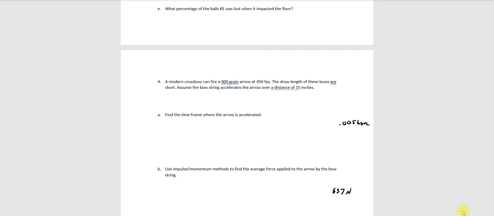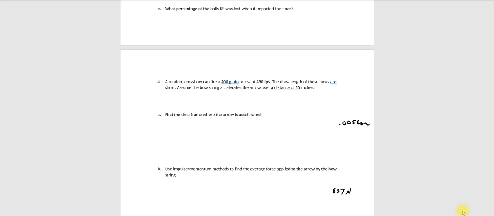I'm making this video here to help you out with number 4 in your Unit 3 homework. So let's see, it says a modern crossbow can fire a 400 grain arrow at 450 foot per second. And these are just numbers I kind of picked off of an average or, well, maybe somewhat high performance crossbow, but these are reasonable values.